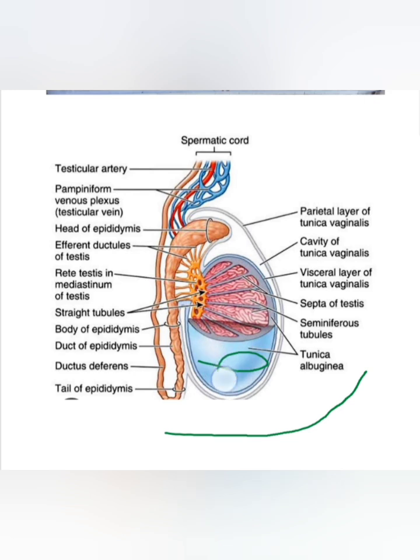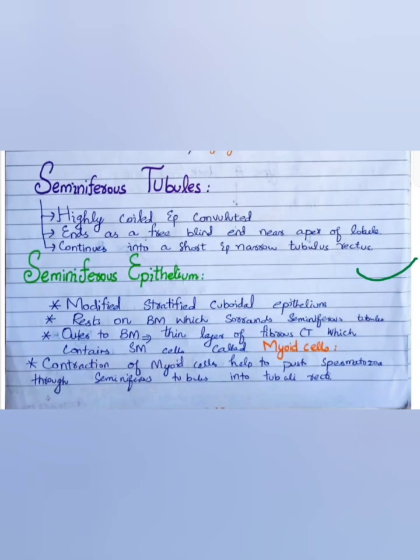This is the outer covering of the testis, the tunica albuginea, and it is thickened posteriorly where it forms the mediastinum of the testis. From this mediastinum you can see various septa that arise and divide the testis into several lobules. Then you can also see the highly convoluted tubules within each lobule that are called the seminiferous tubules. Let's now discuss the seminiferous tubules.